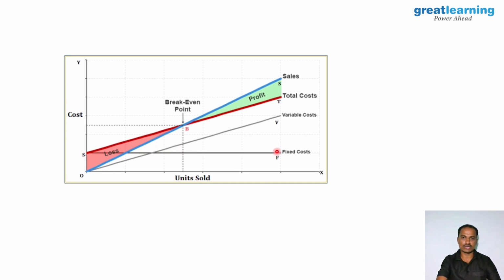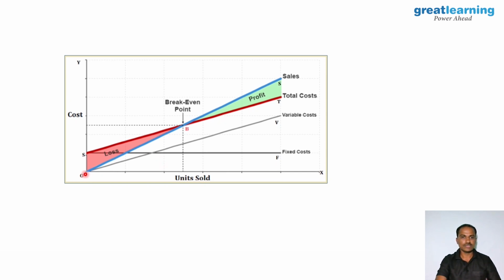SF is the fixed cost line. This cost will remain the same irrespective of the level of output. This business will have this cost irrespective of the level of output, whether the company is performing or not performing or whatever. So this cost will remain the same for the business. So S and F will be the same.